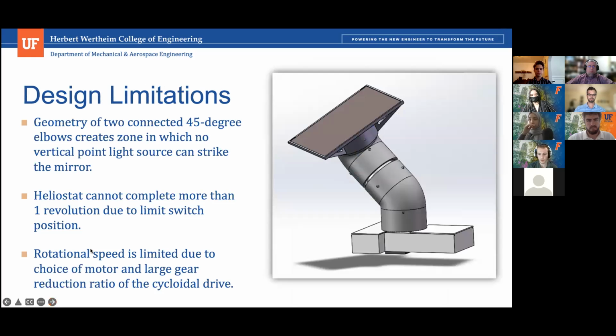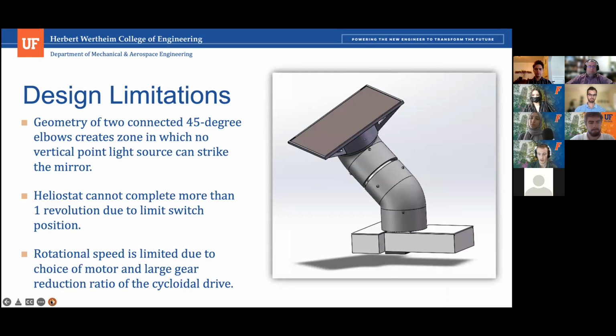One limitation of our design is that, due to the geometry of our heliostat having 2 45-degree elbows that rotate about a bottom connection, the mirror will always miss a point light source coming straight down. Additionally, due to the high gear ratio, the motors are powerful but they move very slowly. In the real world this isn't really a problem because we are tracking the sun, which isn't a point beam coming straight down, and the sun moves very slowly. So these are only problems we had during testing.